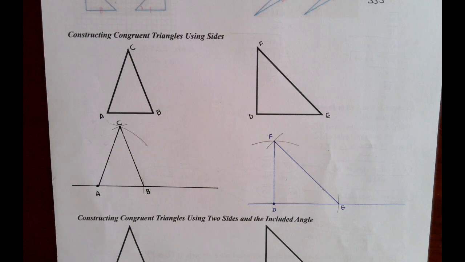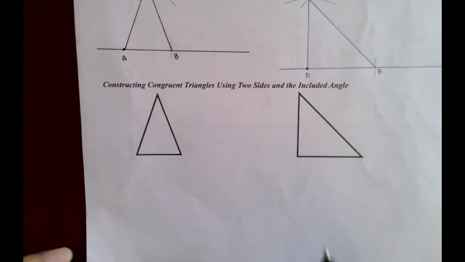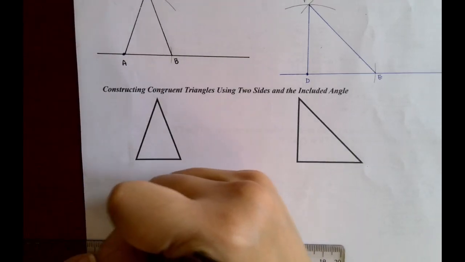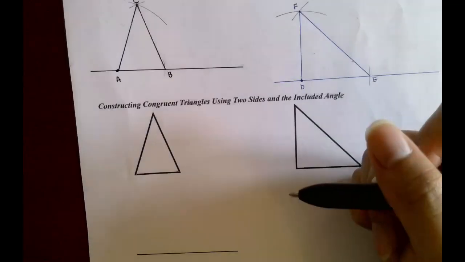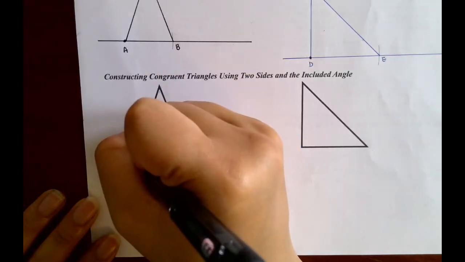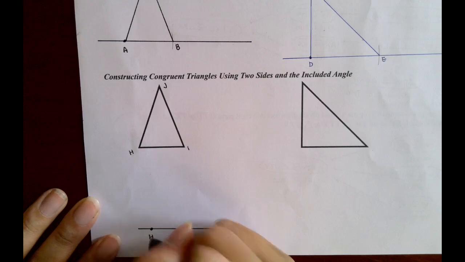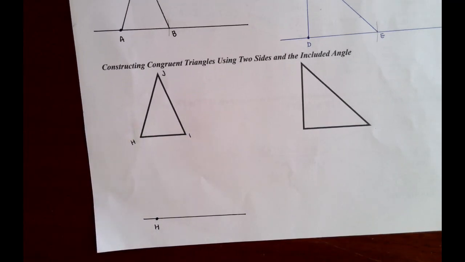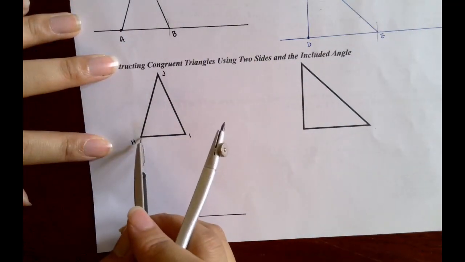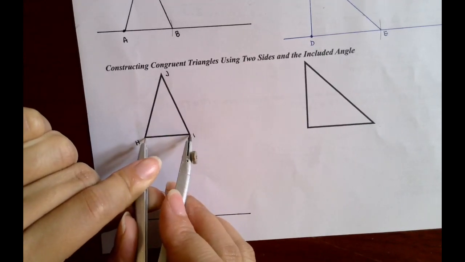So it's going to start the same way first. What we're going to do is I'm going to draw a line. To help myself, I'm going to label it. So this is going to be H-I-J. Somewhere along here, I'm going to just put a dot, and that's going to be H. Then I'm going to measure H to I, so it starts the same way as the side, side, side method. So measure to I here.